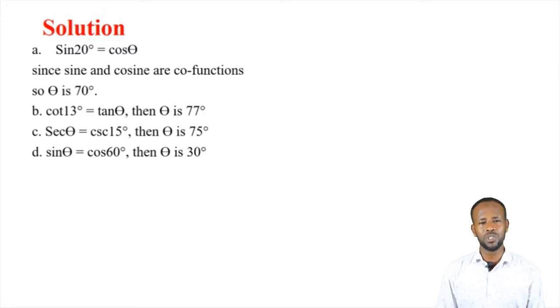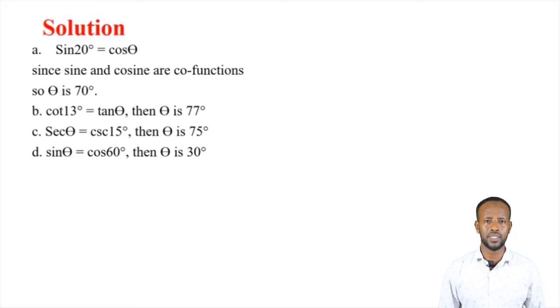Cos of 60 degrees, what was it equal to? 1/2. At what angle does sin become 1/2 also? At 30 degrees, isn't it? So they are equal. We can prove that co-functions of complementary angles will give equal answers, or the same values. Okay.